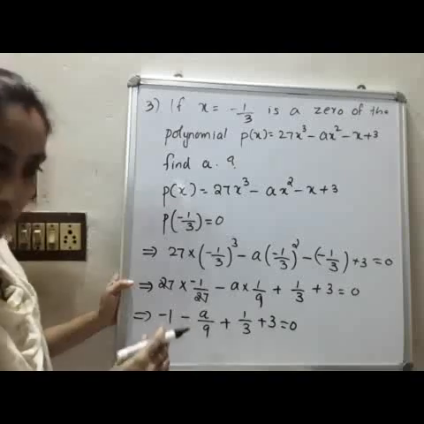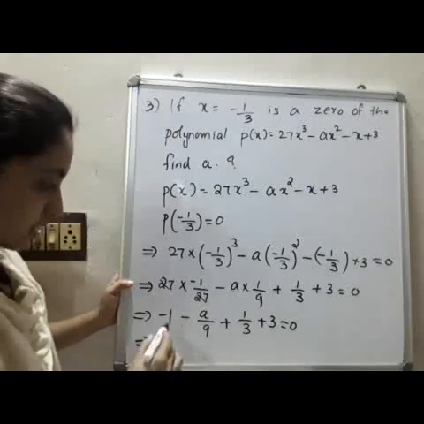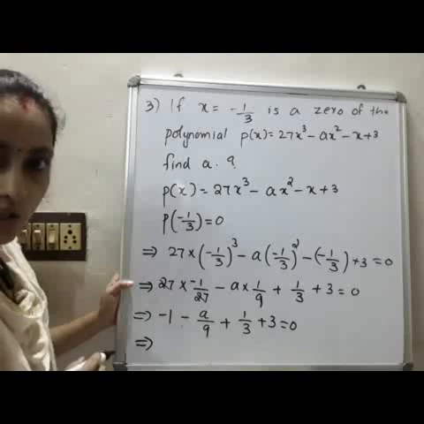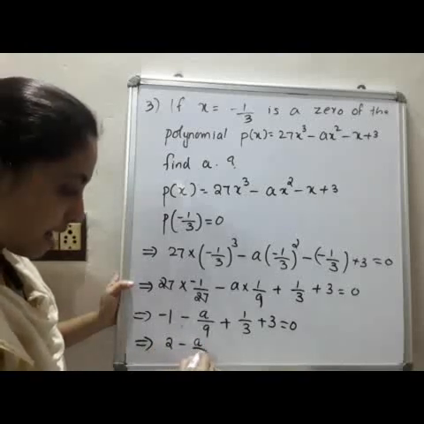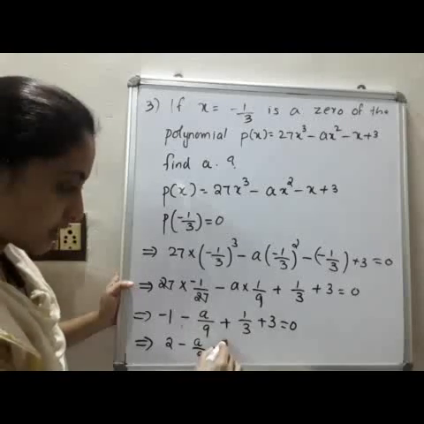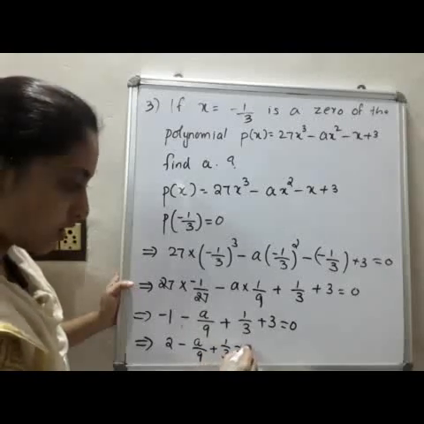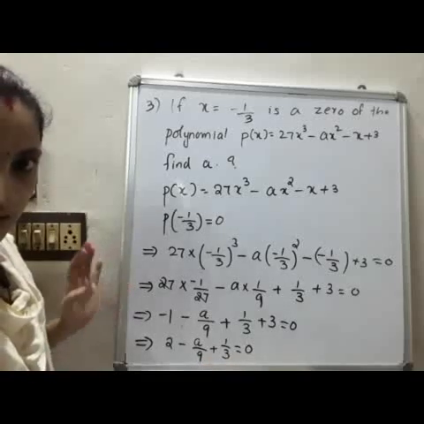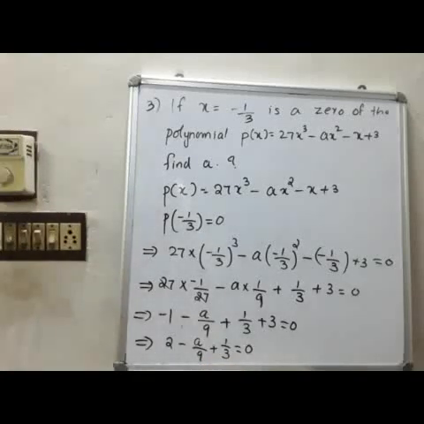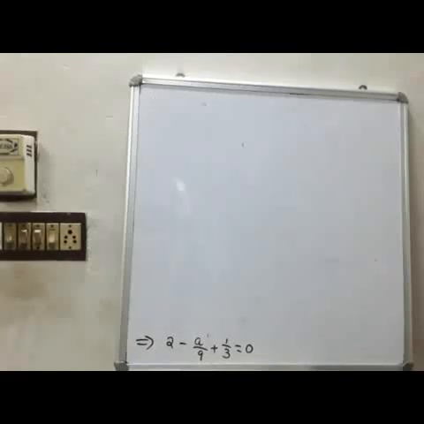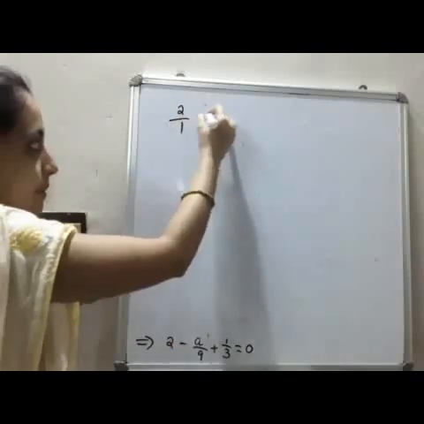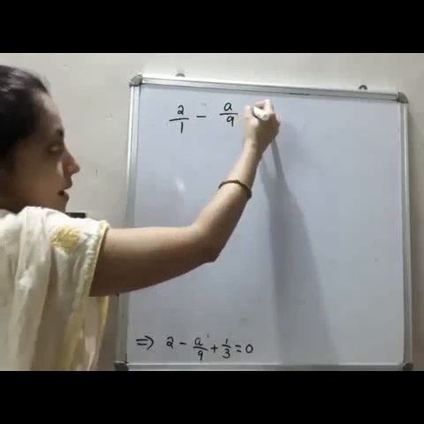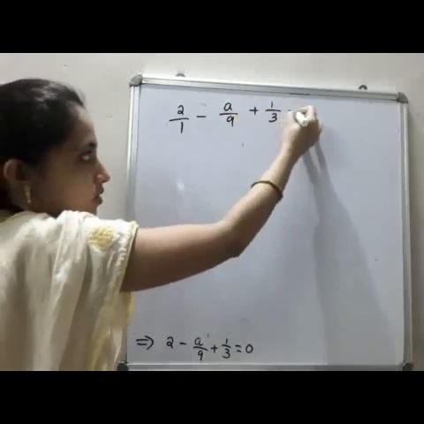Okay, so hope you are clear up to this. Then minus 1 plus 3 becomes what? 2. So 2 minus a by 9 plus 1 by 3 is equal to 0. Clear up to this? Yes. So please write down up to this. The easy method is making the denominator same. Okay, so here this can be written as 2 by 1, is it? 2 by 1 minus a by 9 plus 1 by 3 is equal to 0.